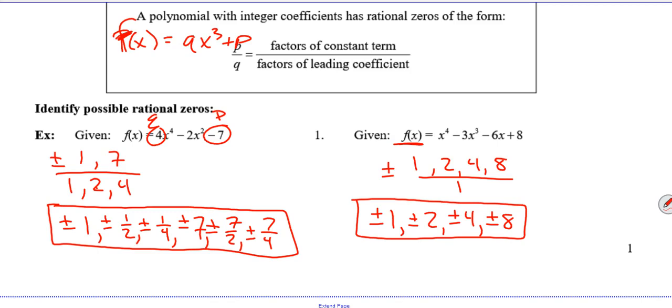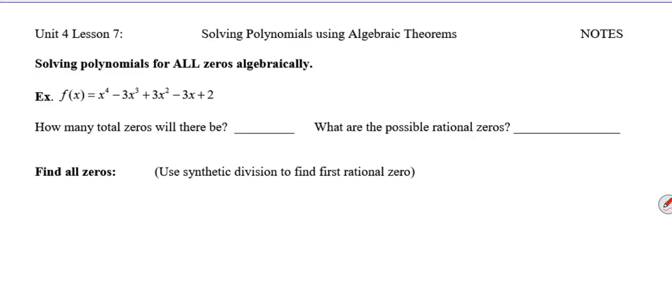All right, so that's finding rational zeros. And now if we go to the next page, we'll put all this together and figure out what we'll do when given a polynomial and asked to find all the zeros. That means real and imaginary, algebraically. All right, so I see that the leading degree is 4th degree, so that means there will be 4 zeros total. If I don't come up with 4 zeros, real and imaginary, then I've done something wrong.